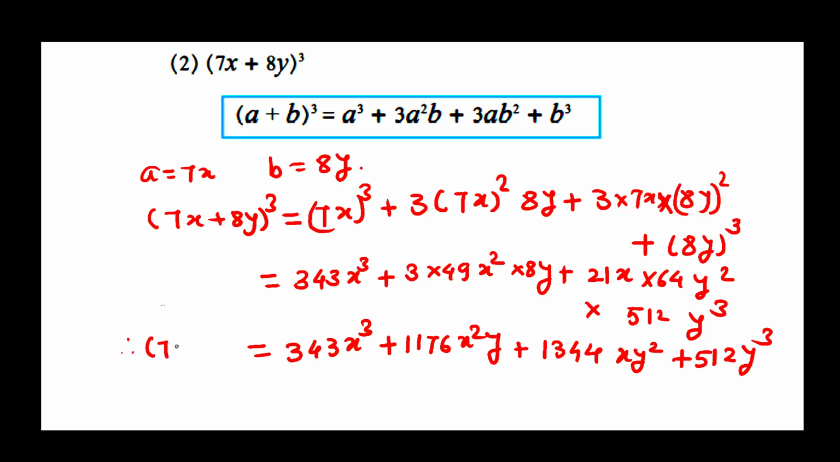Therefore (7x plus 8y) bracket cube is equal to 343 x cube plus 1176 x square y plus 1344 xy square plus 512 y cube. Example number 3.